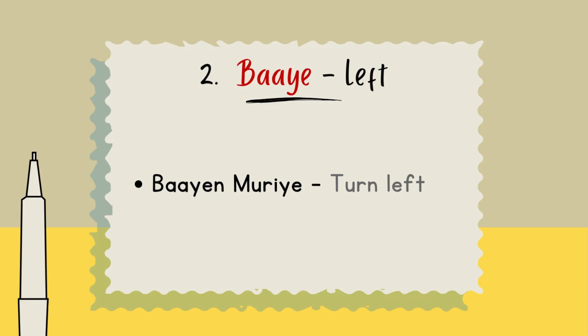बाएं चलिए, go left. So बाएं means left. मुड़िए means turn, or बाएं चलिए means take left. Again, you can say it as बाएं मुड़िए or बाएं चलिए.